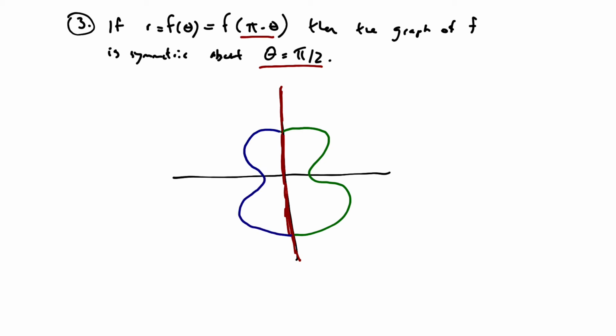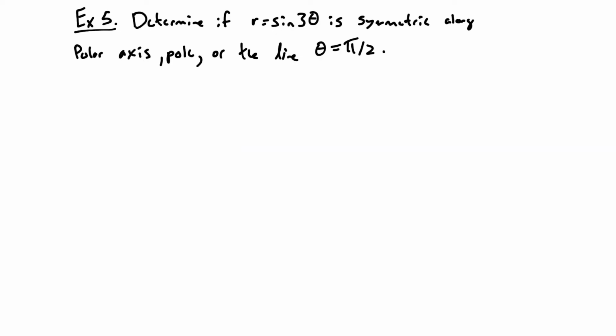Now let's look at another example where we test to see if a given function is symmetric with respect to the polar axis, the pole, or the line theta is equal to pi divided by 2. In example 5, we'll be determining this information for the function r is equal to sine of 3 theta. So let's start with number 1. We want to see if it's symmetric about the polar axis.